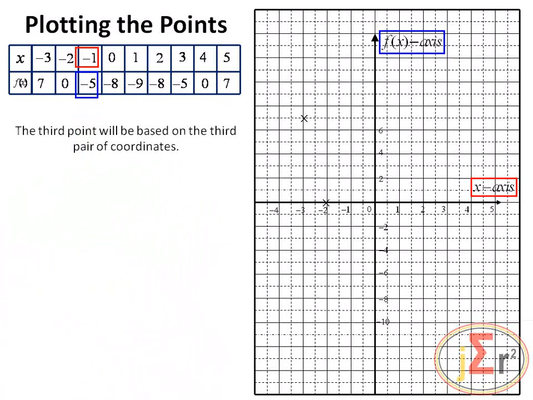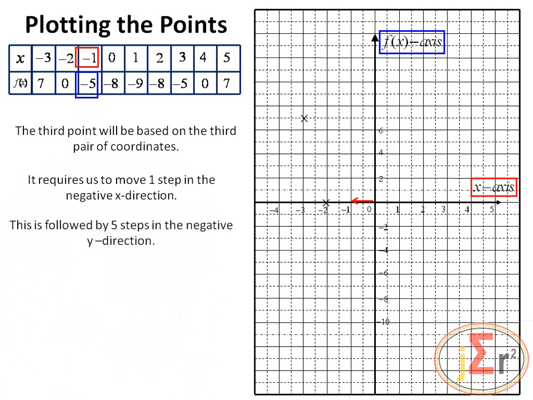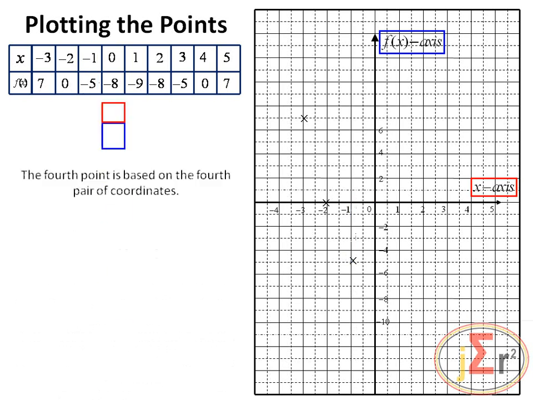The third point will be based on the third pair of coordinates. What do we have? Negative 1. So it requires us to move 1 step in the negative x direction. This is followed by 5 steps in the negative y direction. As usual, the point is marked at the end of the movement. So the point is right there.